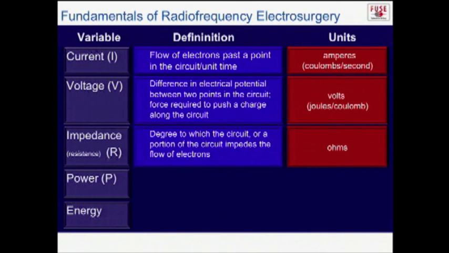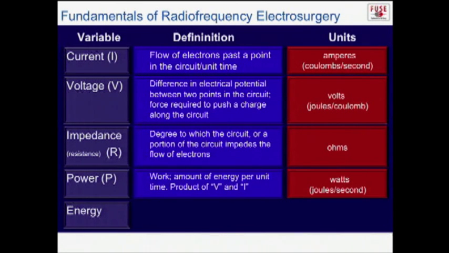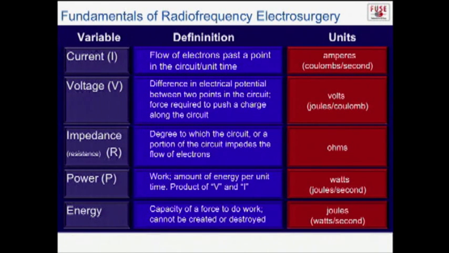Impedance is the amount of resistance, if you will, that a circuit or a part of a circuit has to the flow of electrons. In direct currents, we call it resistance. In alternating currents, we use the term impedance, and it's measured in ohms. Power is a work term, and it is the product of voltage and current, and it's measured in watts or joules per second. And finally, energy, as you know, can be neither created nor destroyed, and it's really the capacity of that force to do the work, and it's measured in joules or watt-seconds.